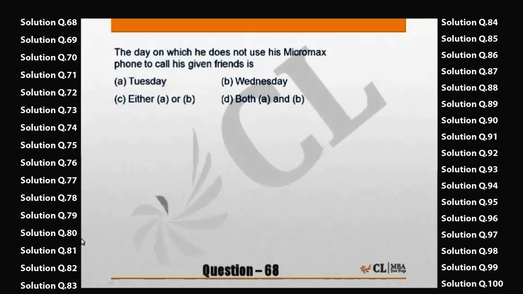The day on which he does not use his micromax phone to call his given friends: micromax phone he is not using on Tuesday because he is neither meeting nor calling Julie. He is not using on Wednesday because he is meeting Julie. That means he does not use micromax phone on both Tuesday and Wednesday. The correct answer is option D, both A and B.